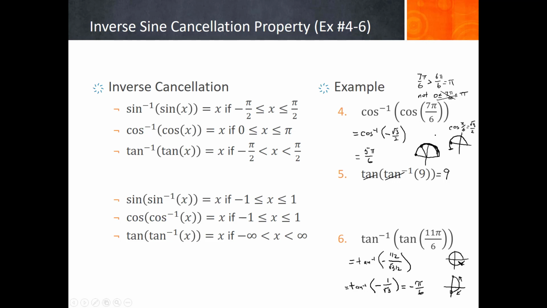Okay, we had sort of the same thing happen, but not quite, in number 4 when we did the inverse cosine of the cosine of 7 pi over 6. Our answer went from a 7 pi over 6 to a 5 pi over 6. So it's still a pi over 6 angle. It just changed from the third to the second quadrant.